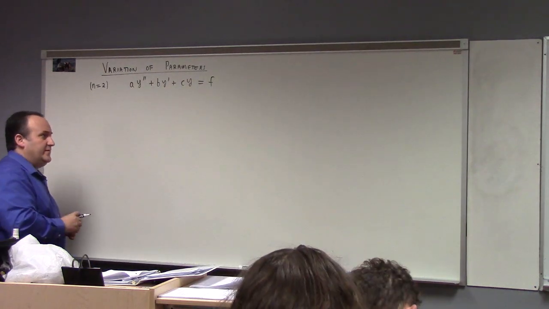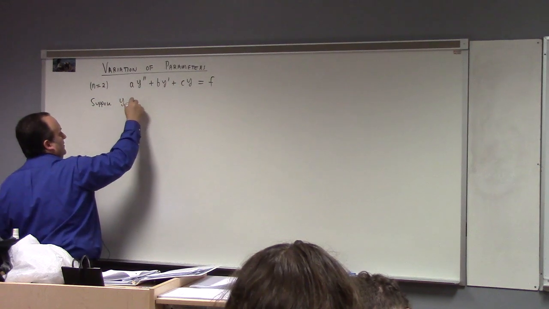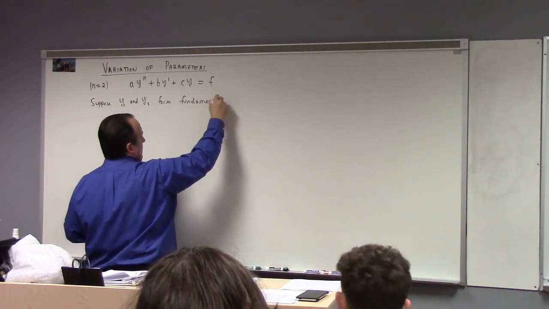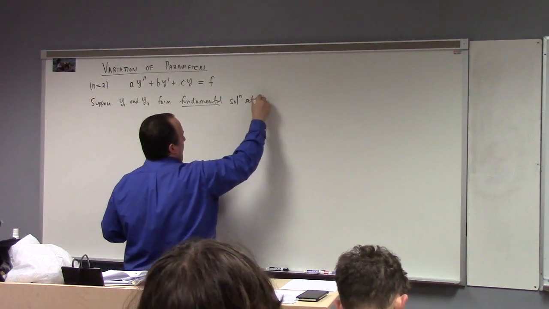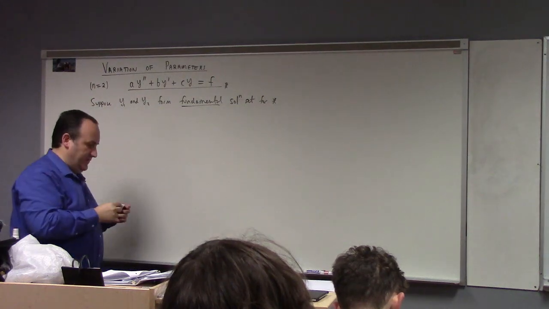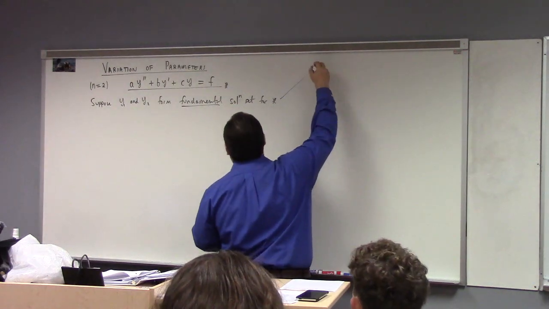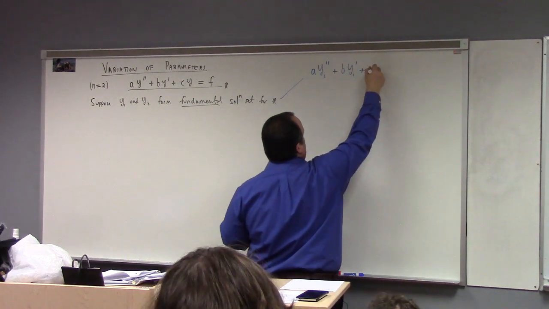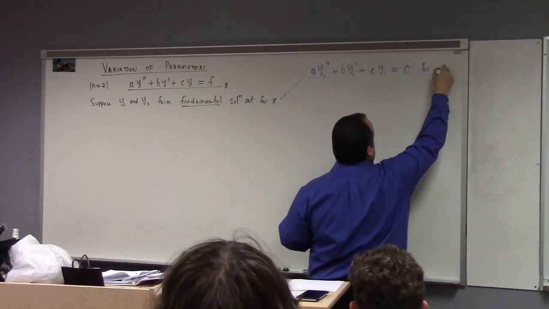So the idea of variation of parameters is to suppose y1 and y2 form a fundamental solution set. What does that mean? What would it mean to say it's a fundamental solution set? What two things does that mean? The one thing it means is that ay_i'' + by_i' + cy_i is equal to 0, for both cases, for i equals 1 and 2.